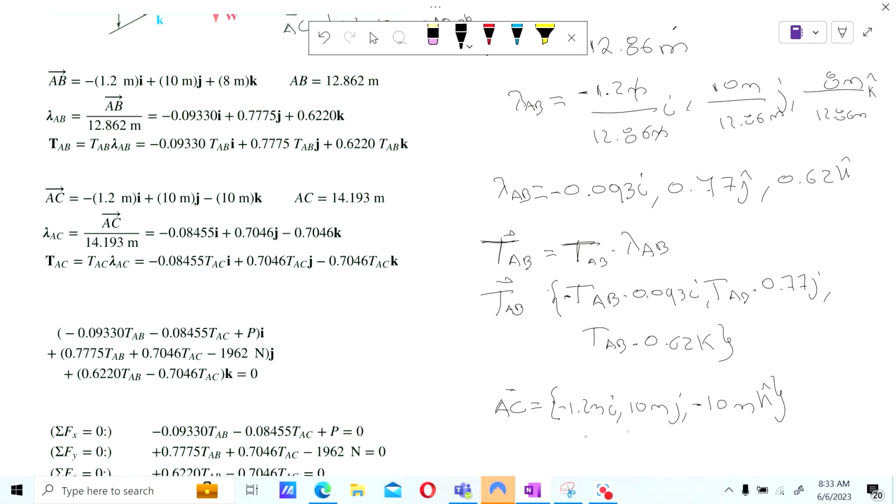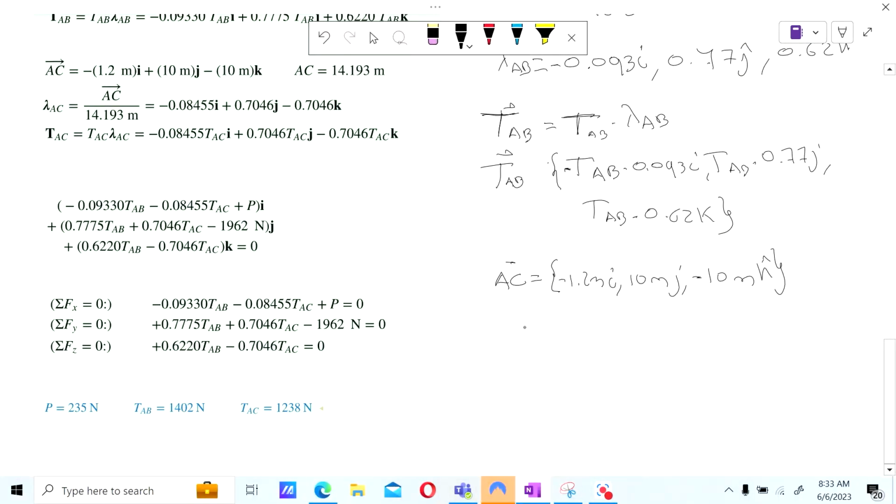Always double check this part because this is the part where most students and most people get wrong. So be careful, that is the most difficult part. Everything else is pretty straightforward. Getting the magnitude is very simple. It's just the square root of negative 1.2 squared plus 100 plus 100 meters squared. That's 10 squared plus 10 squared.